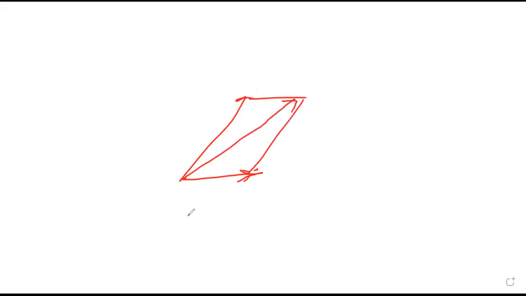What are two types of forces between molecules of similar type and dissimilar type? Cohesive and adhesive, correct. If this is one vector, this is another vector, resultant will be close to the smaller or close to the larger? Close to the larger, na? Yes.